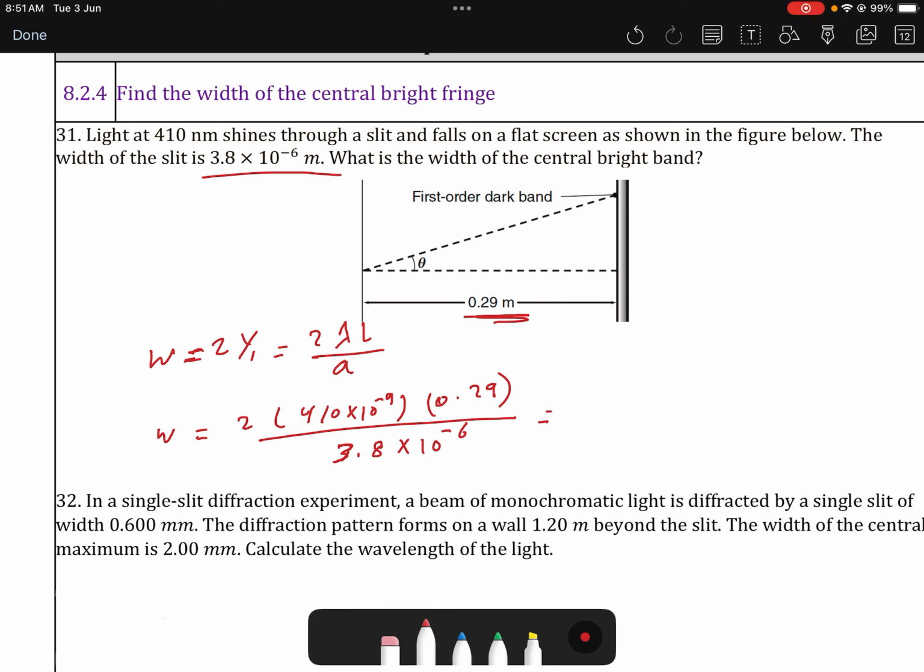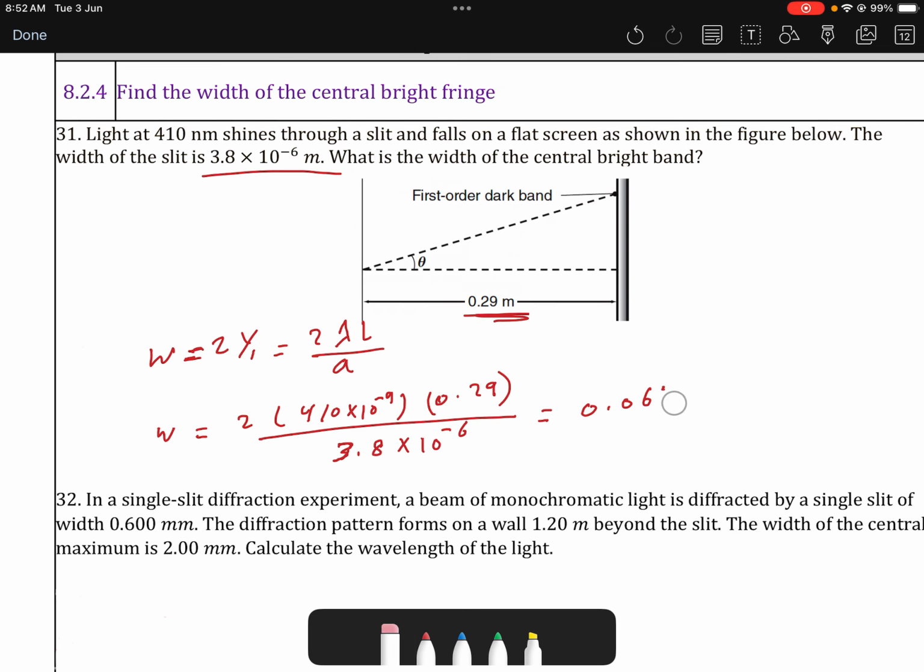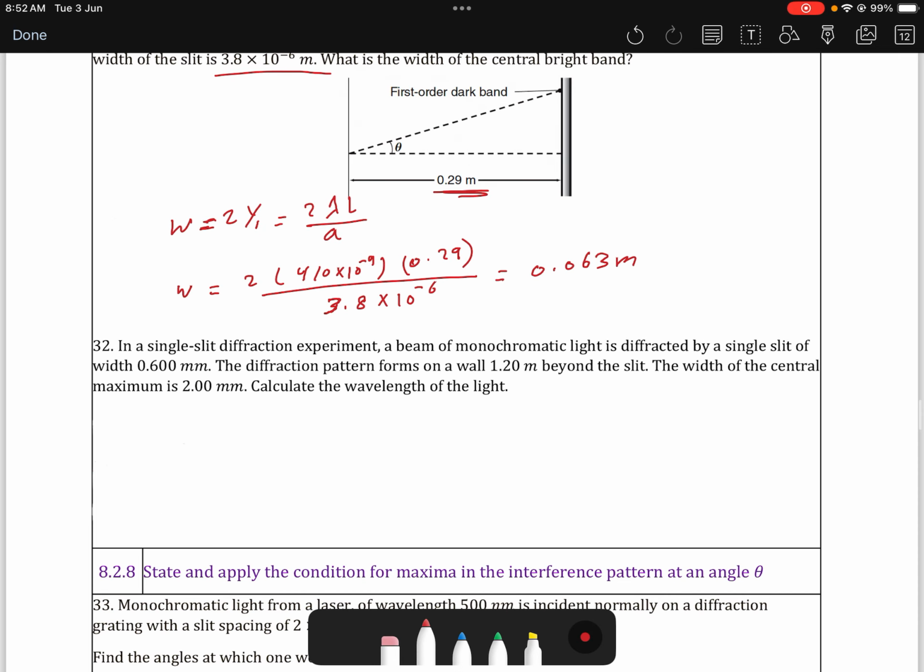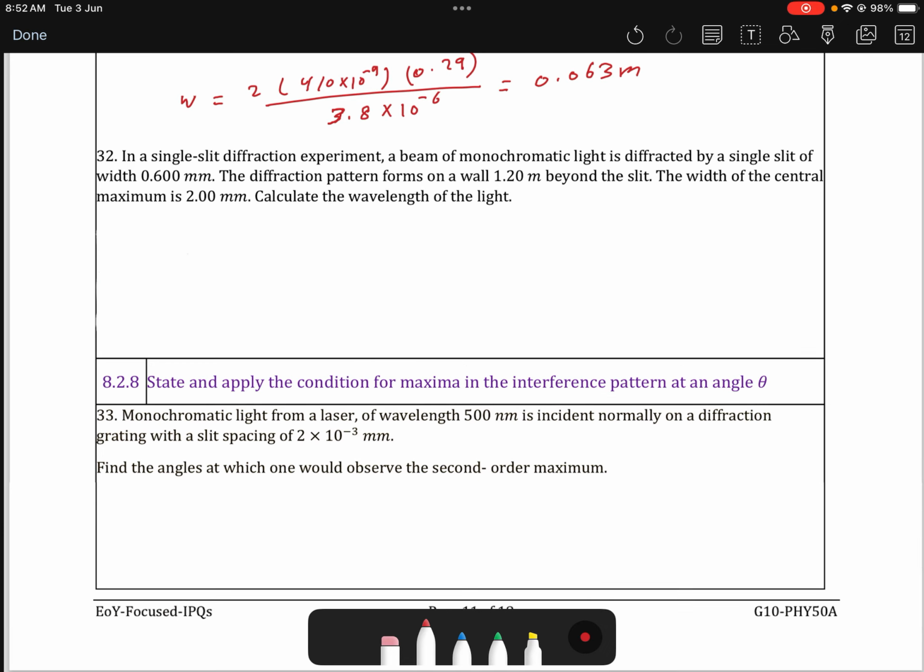So the width of the central fringe or central maximum is 0.063 meter, using the calculator, of course. Now, next question.